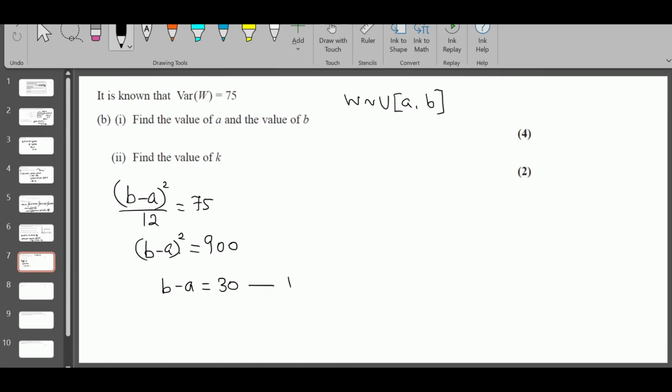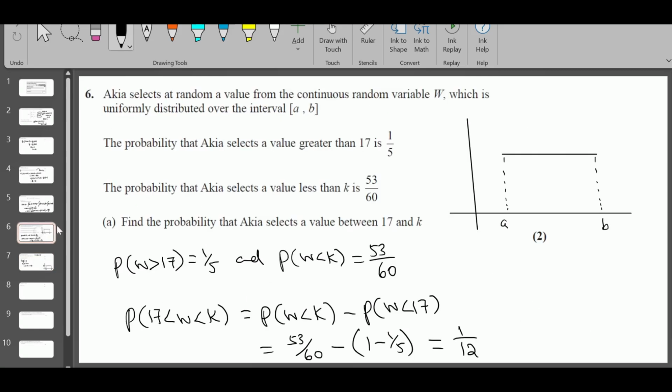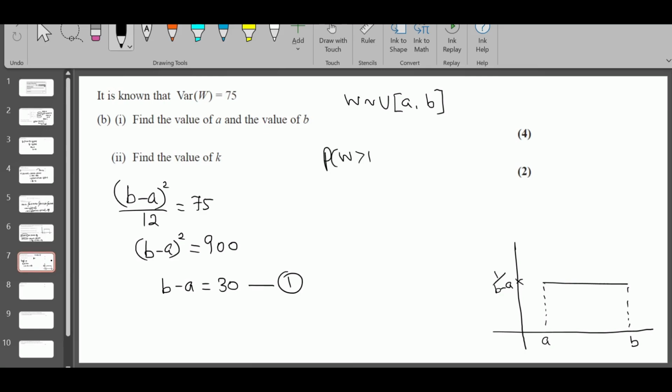That's equation 1. Okay, now I'm going to use the figure. So this is the figure from a to b. This is a, this is b. In uniform distribution, we know this value will be 1 over b minus a. So that's going to be the width of this rectangle. Now in part A it says P of W greater than 17 is 1 over 5, right? P of W greater than 17 is 1 over 5.